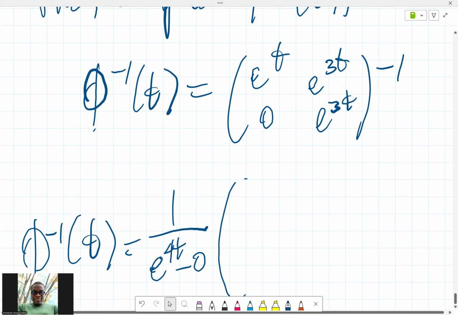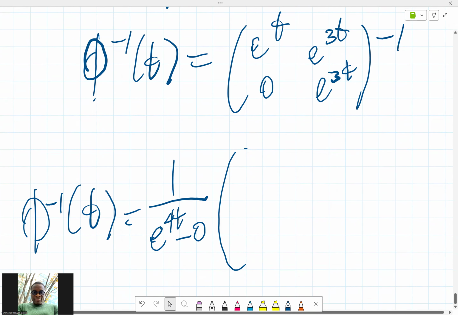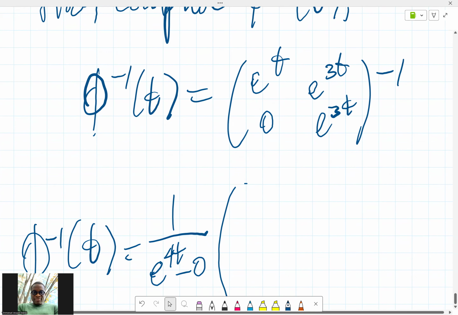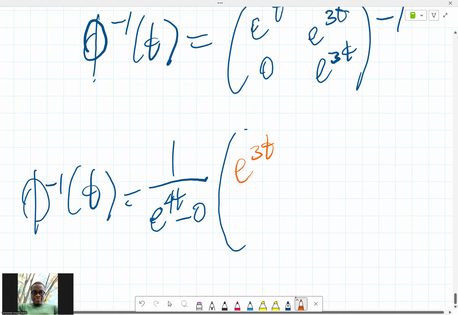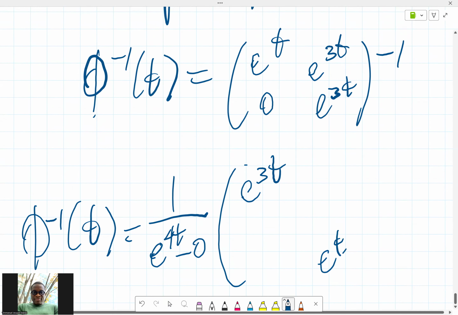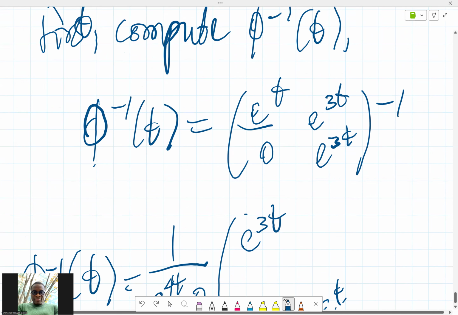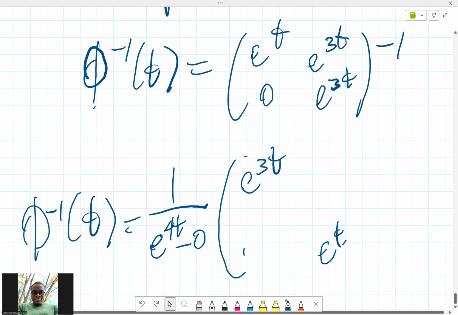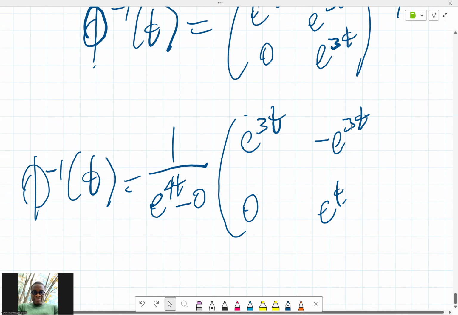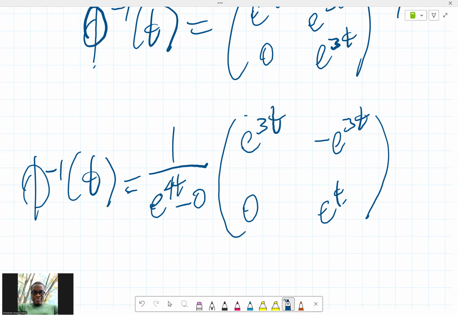So, to take care of this, this is e raised to power 4t. We switch this over, and then we have e raised to power 3t here, then e raised power t comes here. So we switch these two over, and then we change the signs for the other entries. So of course, 0 remains 0, but e raised power 3t becomes minus e raised power 3t. That's how to find the inverse for 2 by 2. The numbers on the principal diagonal, you switch them over, and then you change the sign for the other diagonal, and then you also divide by the determinant.